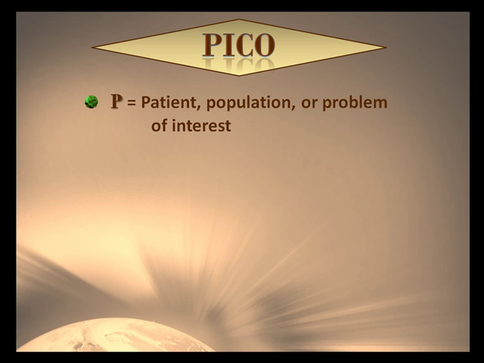In this framework, most questions have four components: P, patient, population, or problem of interest. How would you describe a group of patients similar to yours? What are the most important characteristics of the patient? This may include the primary problem, disease, or coexisting conditions. Sometimes the sex, age, or ethnicity of a patient might be relevant to the diagnosis or treatment of a disease.